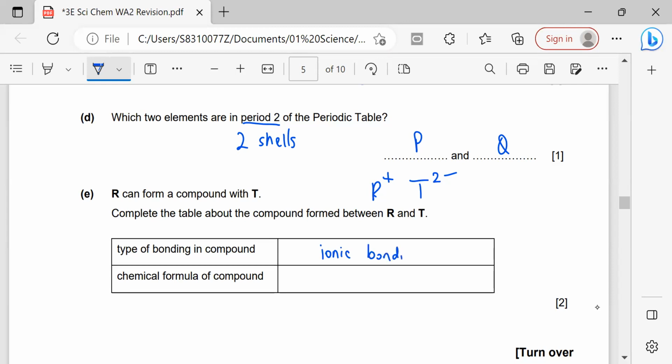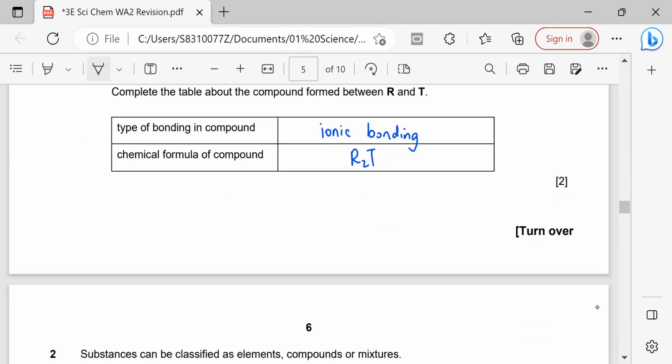And then the formula, we've done this a lot of times in class. You bring the numbers down diagonally, you get the formula of R2T. You can also use the hand method that I shared in class. Okay, with that, let's move on to question number 2.